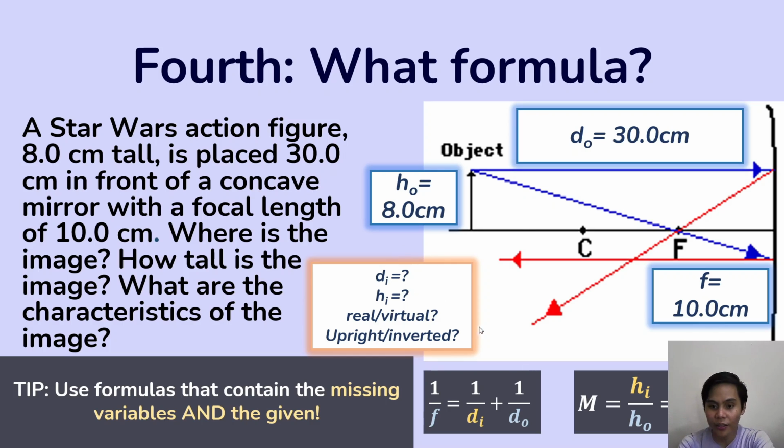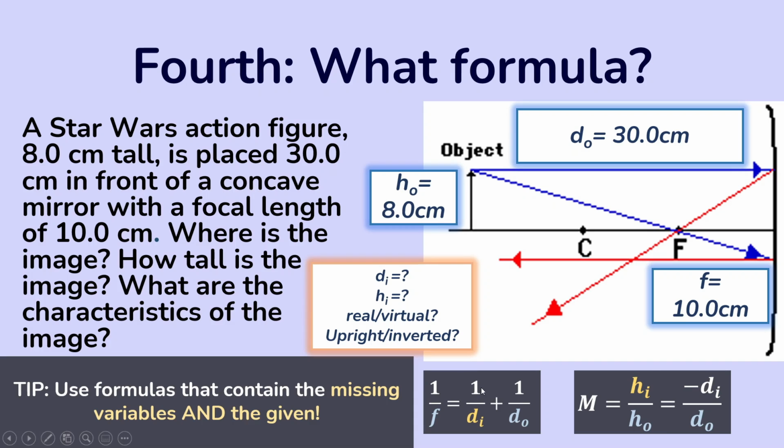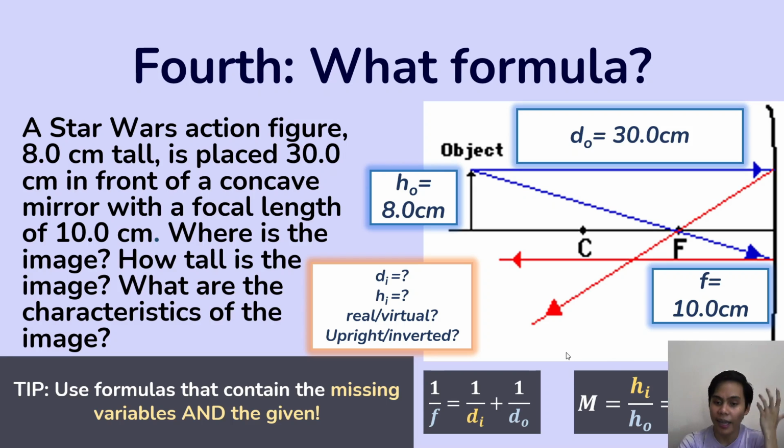DI and HI, on the other hand, you'll only find using the equations. DI, it's easiest to solve using the mirror equation. If you try to solve for DI on the magnification equation, you'll have too many missing variables. So we'll start with the mirror equation. On the other hand, only the magnification equation has HI, or the height of the image. So we'll need both of these equations in order to answer all of our questions.